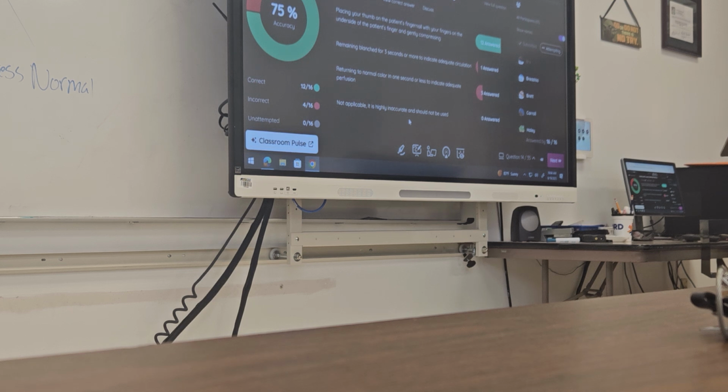If it's bad for a kid, it's bad. If the cap refill time is good, it's generally more applicable to a pediatric patient. You need other means of assessment for perfusion in your adult patient. It's not as reliable. So if it's bad, it's bad for everyone. If it's good, it's good for pediatrics. It's 2 seconds or less.